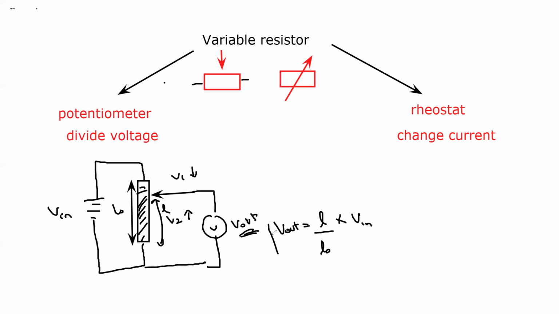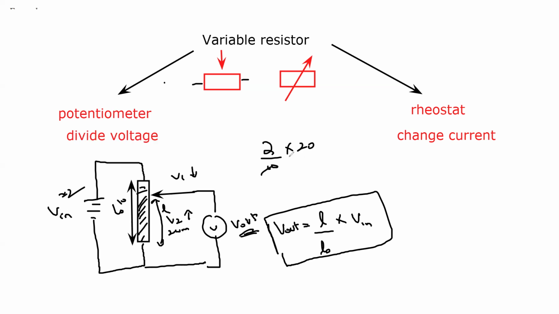So if I need the output voltage of a potentiometer, we take a ratio of the length. Say this was 2 centimeters and this was 10 centimeters. So it will be 2 divided by 10, times the total voltage. If it was a 20 volt supply, we multiply by 20. When we simplify this, we get 4 volts. So the voltage output will be 4 volts. In a potentiometer, the main purpose is to divide the voltage.